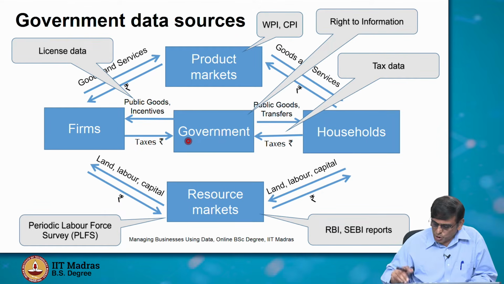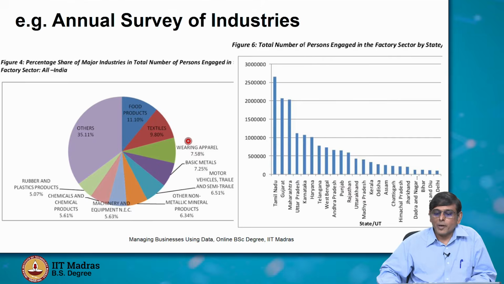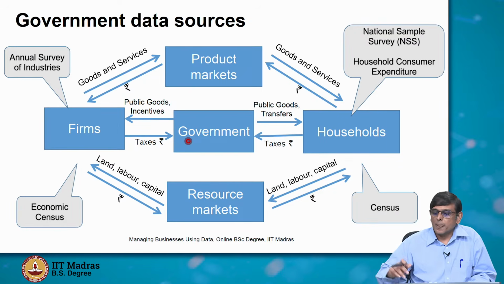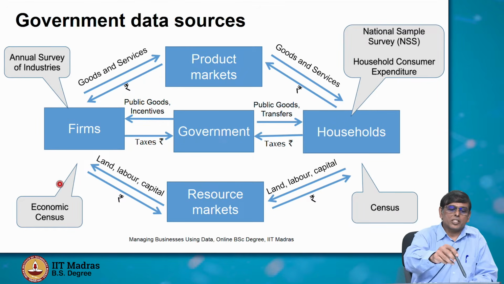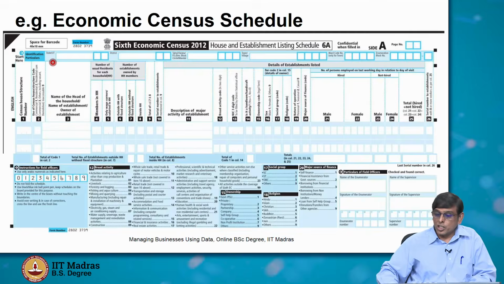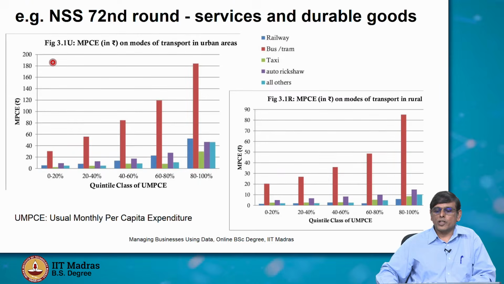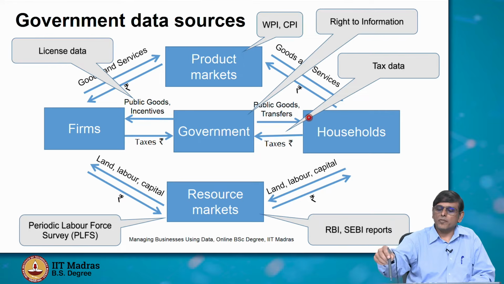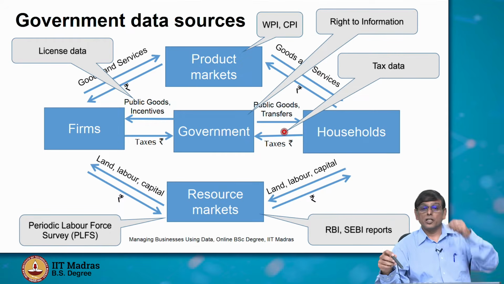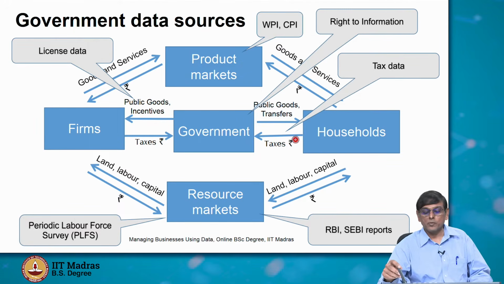Besides those data sources, which data sources? What I explained: the census, the National Sample Survey, the economic census, the annual survey of industries. Besides these, there are many other government sources of data that are available. For example, you will have tax data, right? You get very fine-grained GST data by different types of products and services, which gives you an indication of which products are being sold in which region in the country, right?